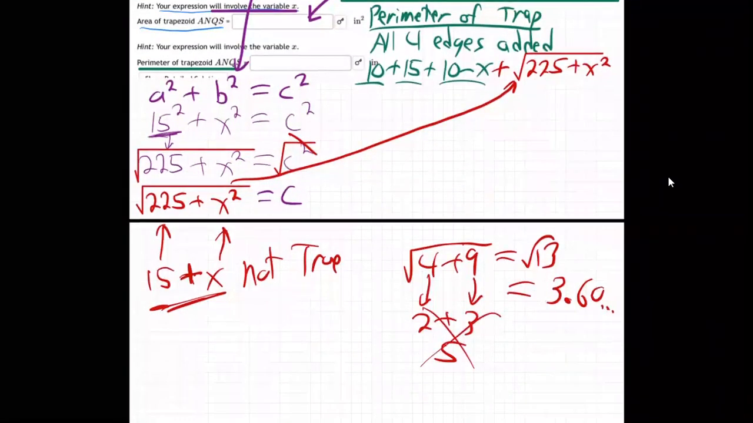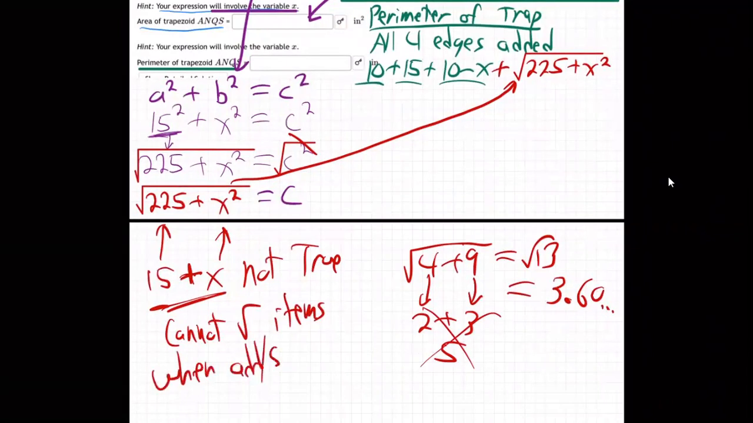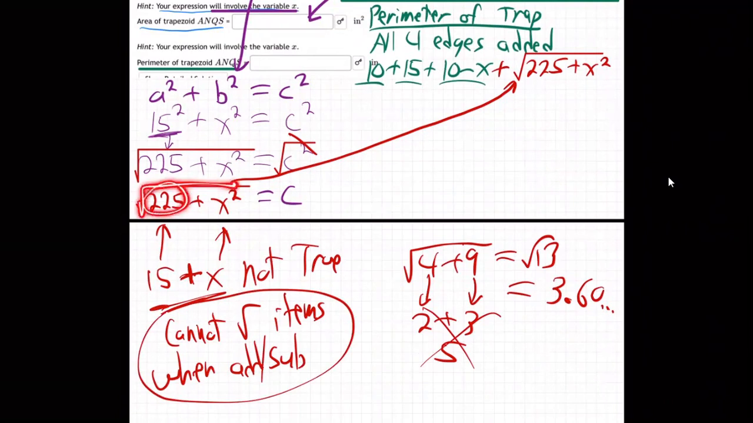So do you understand? Does everybody understand? Martine's question is a great one. So it's really important. You cannot square root the items when you have adding, subtracting. That's the moral of the story. He's saying, why can't we just square root these guys? Just square root that and square root that and get 15 and x. It's not true. You cannot square root the items when you're adding or subtracting.